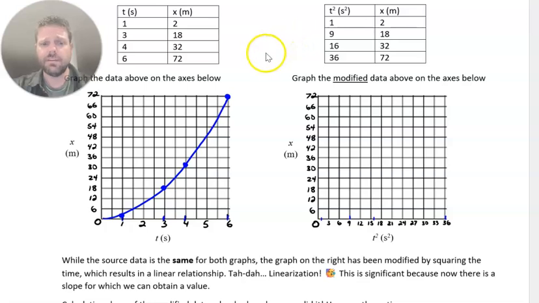Now this is the same data set. If you notice down here it says the source data, meaning the original data set that was collected, is being used in both graphs. We're just going to take the time values of 1, 3, 4, and 6, and square all those values. So 3 squared is 9, 4 squared is 16, and 6 squared is 36. And we're going to plot that on the x-axis instead. So let's see what happens.